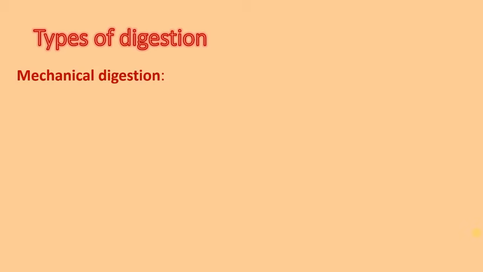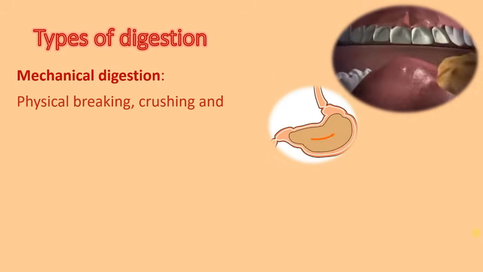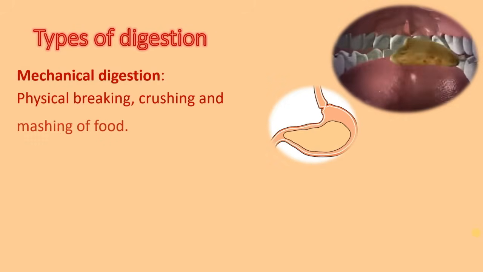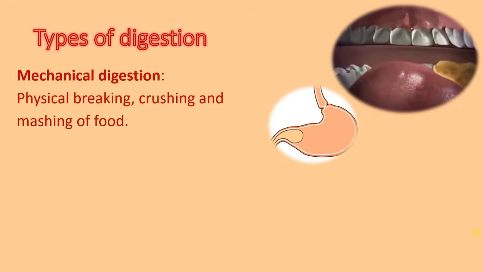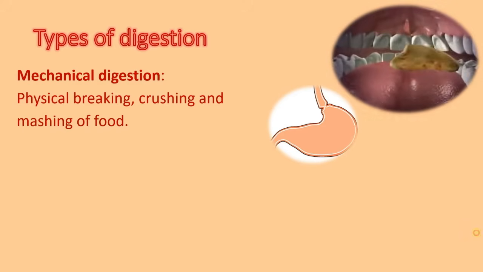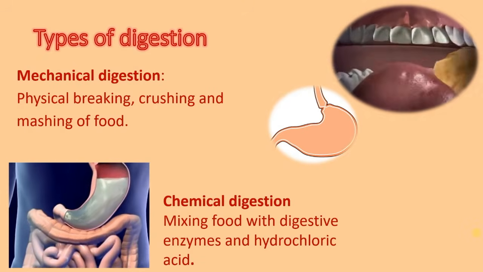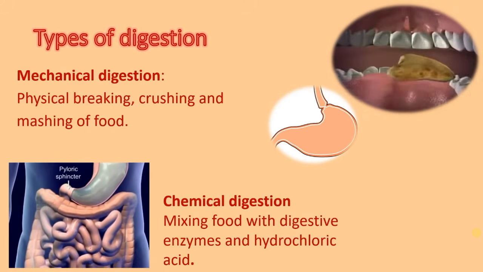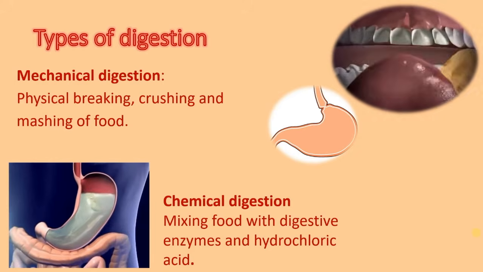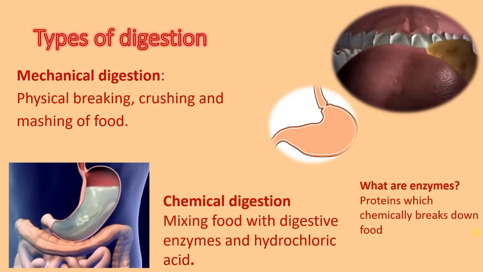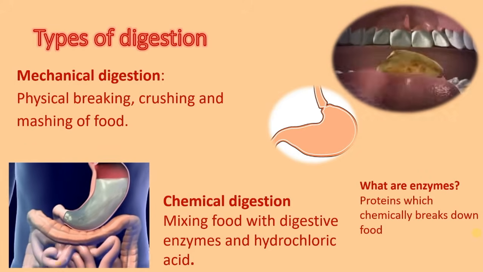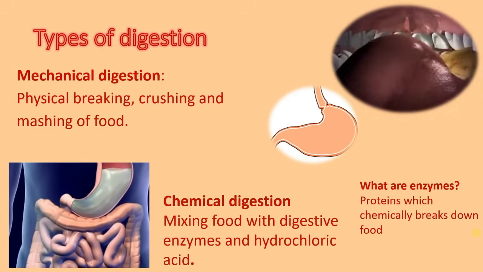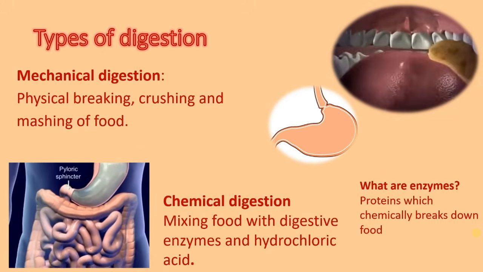And then we have 2 types of digestion. Firstly, we have mechanical digestion. So this is the physical breaking, crushing, and mashing of food. This happens in the mouth because of the teeth, and then also in the stomach. Then lastly, we have chemical digestion. So this is where food will be mixed with digestive enzymes, which are small proteins, which chemically break down food, and then also hydrochloric acid, which we find in the stomach.